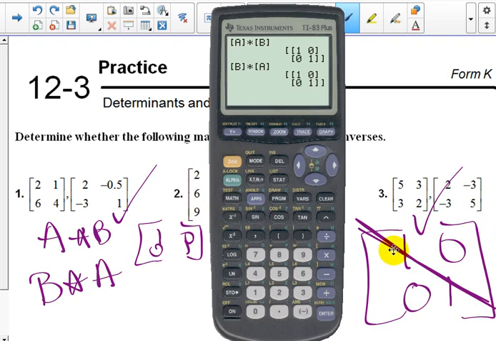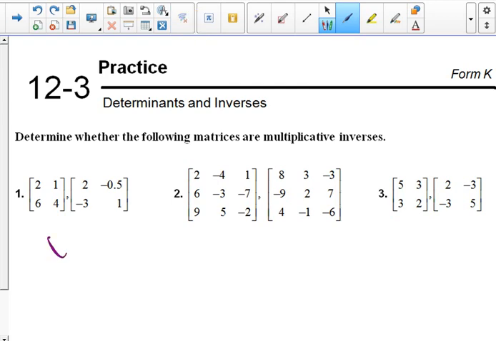And again, I got the identity matrix. Because I got the identity matrix both times, I can say yes. So my answer is yes.